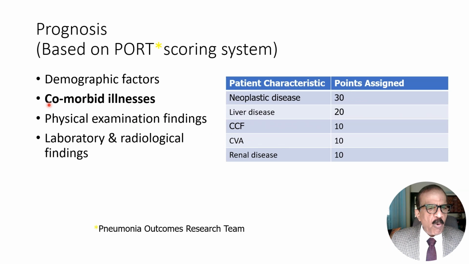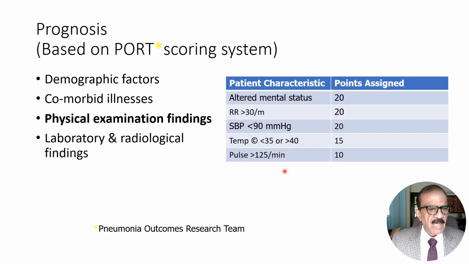Second component, comorbid illnesses. If the patient has any neoplastic disease, not necessarily related to the lung, he gets 30 marks; liver disease 20 marks; congestive cardiac failure 10 marks; CVA 10 marks; and renal disease another 10 marks. Whatever the patient may have, one or more, the points will be added, which makes the prognosis more and more serious and worse.